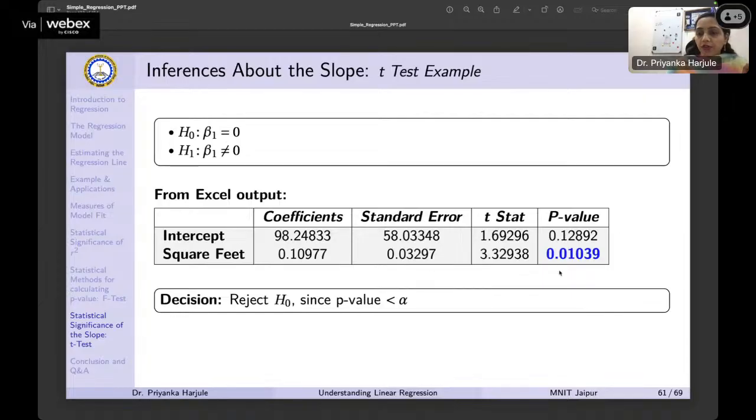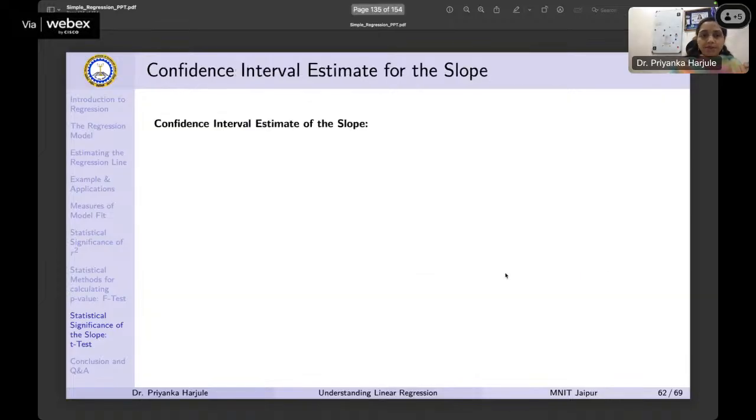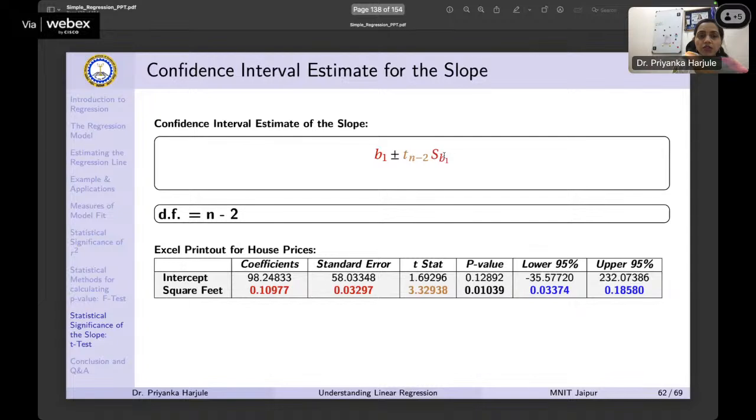So this is the p-value for t statistic of 3.32, which is less than 0.05, and therefore we reject the null hypothesis, saying that there is sufficient evidence that the square footage affects the house price. Further, we can also present the result using the confidence interval, which is given by B1 or whichever parameter that you're finding, plus or minus the t value at n minus 2 degrees of freedom times the standard error.